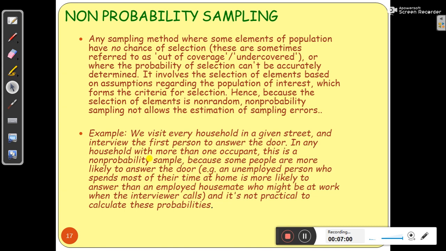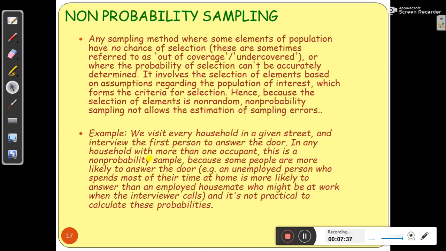In the general case of probability sampling, we cannot select an item where the probability of selection cannot be accurately determined, or we cannot choose those items to be included in the sample because they have no chance of selection. Non-probability sampling involves the selection of elements based on assumptions regarding the population of interest, which forms the criteria for selection.